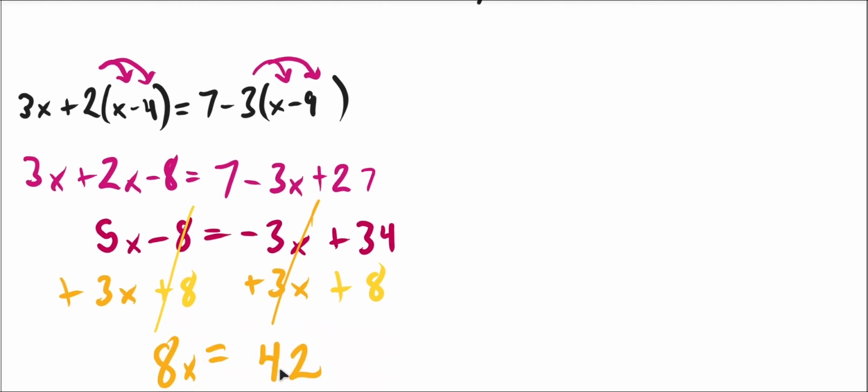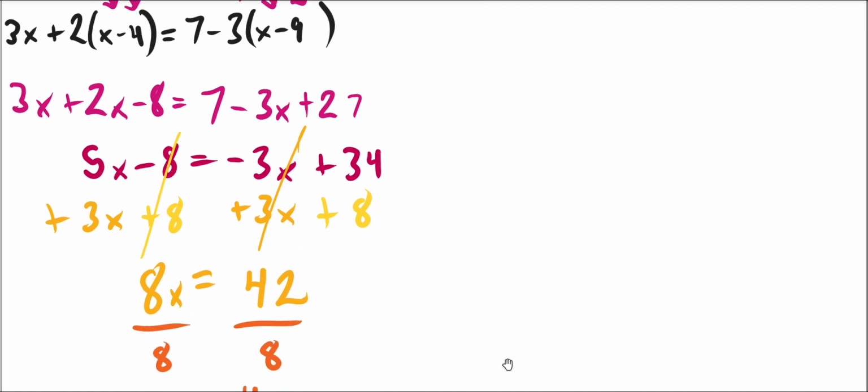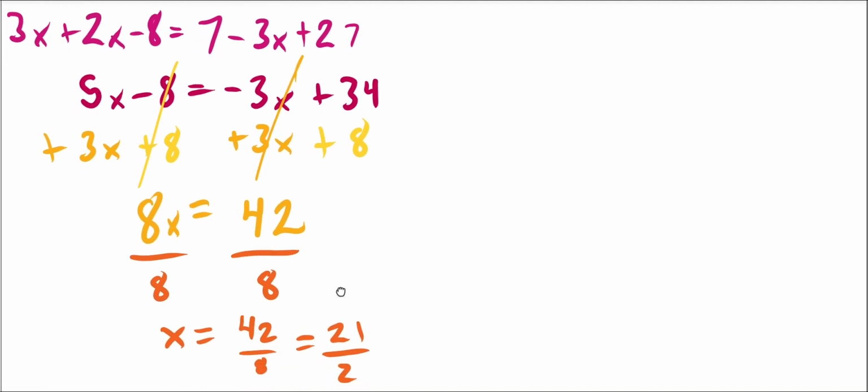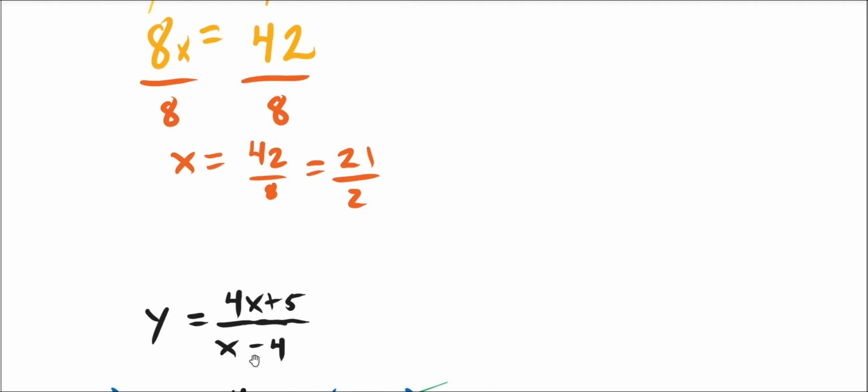It cancels the 8 on this side, and it moves it to the other side. But when all the dust settles on that, notice that we have the x's and the non-x's separated. That's the idea. All that's left to do to finish this problem is to divide off the coefficient. We're multiplying 8 by x here, so we divide by 8, and that gets us 42 over 8, which simplifies to 21 over 2. For the next one, we're going to want to first get this x minus 4 off the denominator. Remember, if you see some fractions, the first thing we should do is get rid of those fractions. And you get rid of fractions by multiplying on both sides by the denominator.